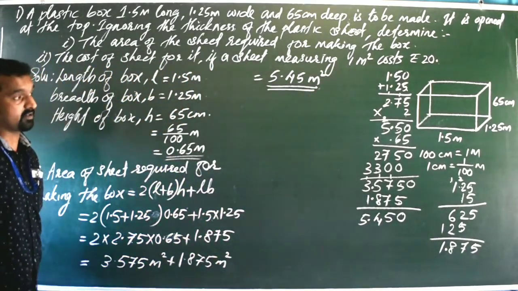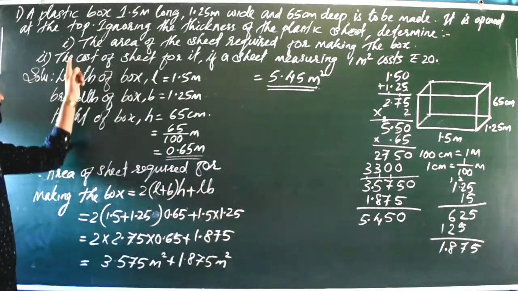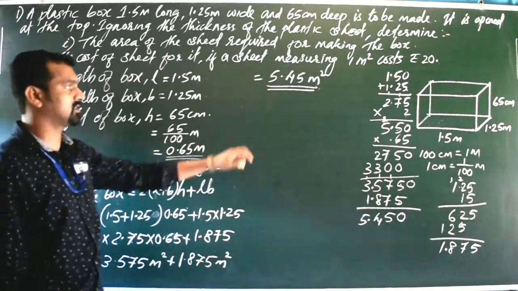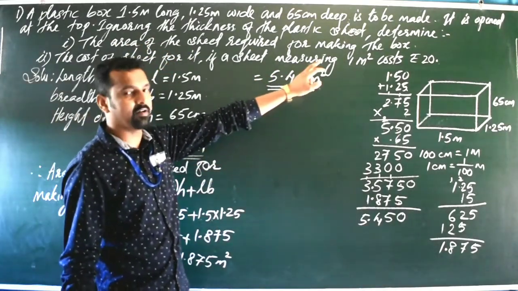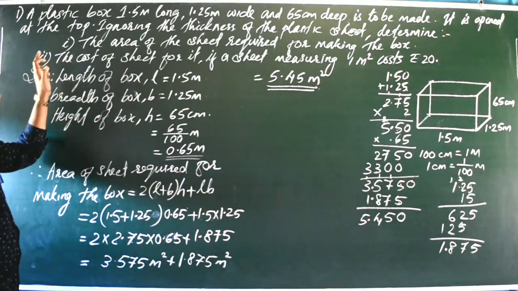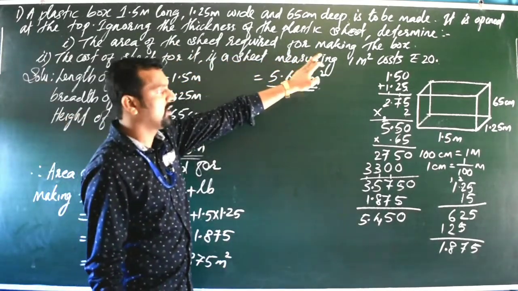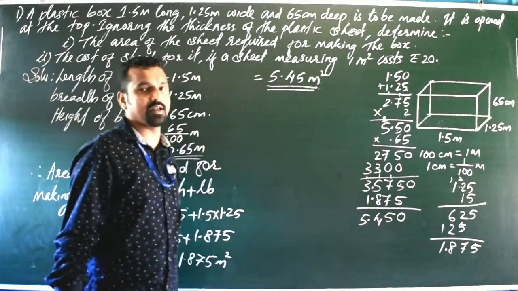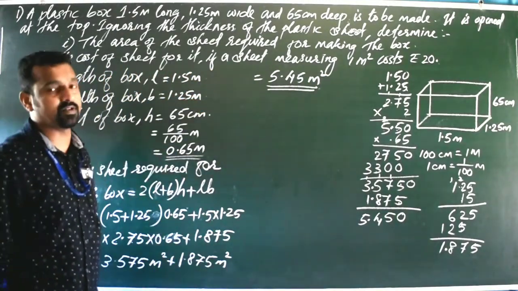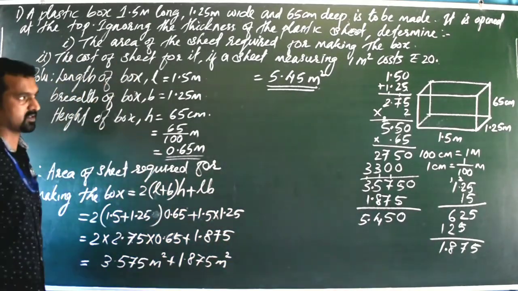Plastic sheet is required for making the box. Area of sheet required for making the box. That was the first question. The area of the sheet required for making the box is 5.45 meter square. Let's see now question number 2. One more question is there: the cost of sheet for it, if a sheet measuring 1 meter square costs rupees 20, then what is the total cost of sheet for making this box? That is the question.